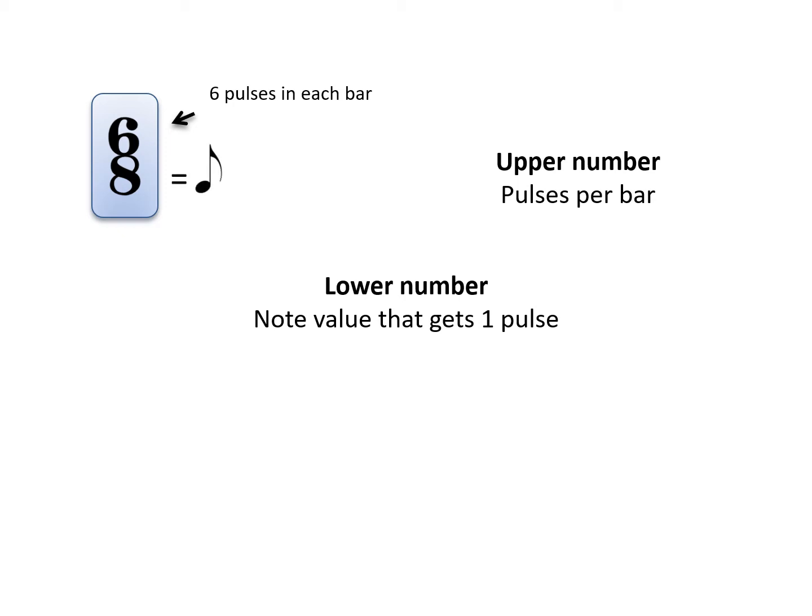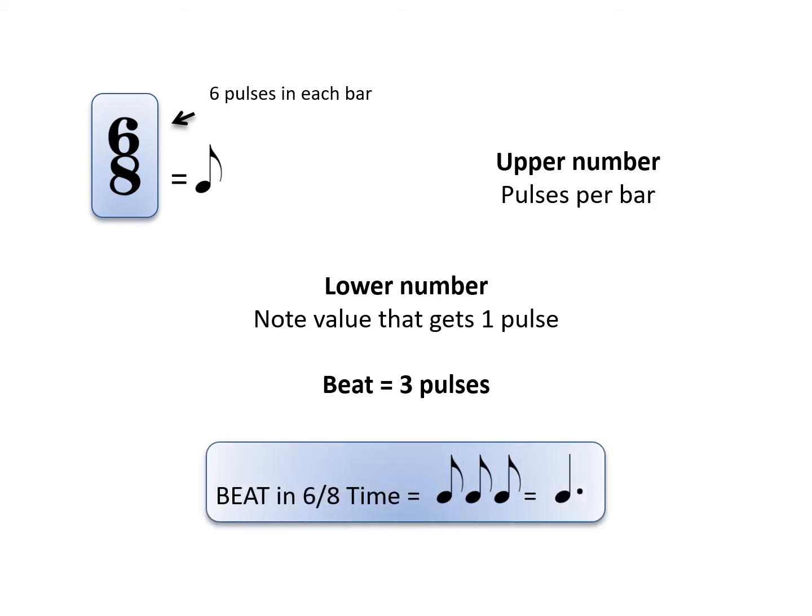Now the beat is equal to a group of 3 pulses, which is also equal to a single dotted note. So the beat in 6/8 time is equal to 3/8 notes, which equals a dotted quarter note.